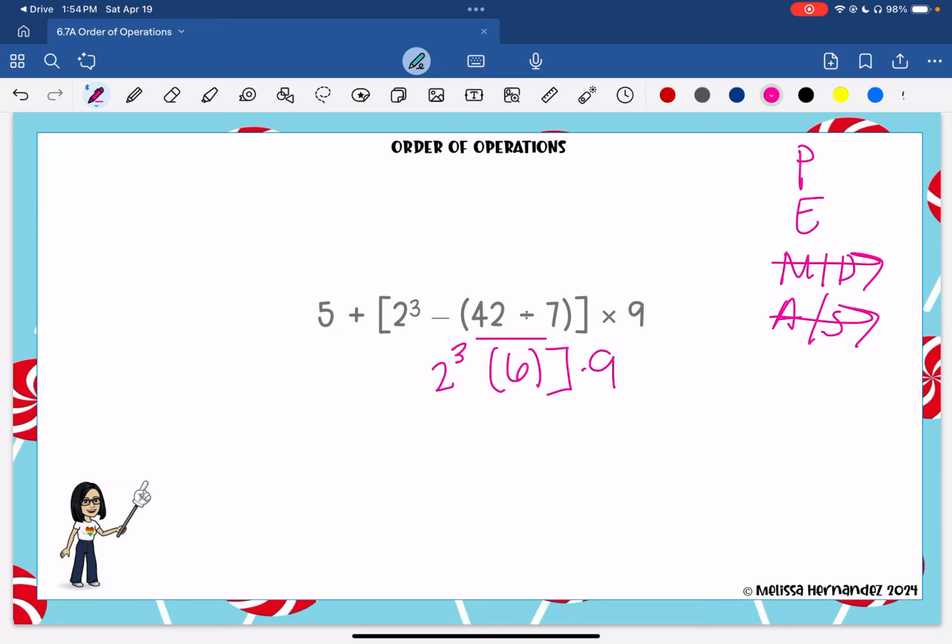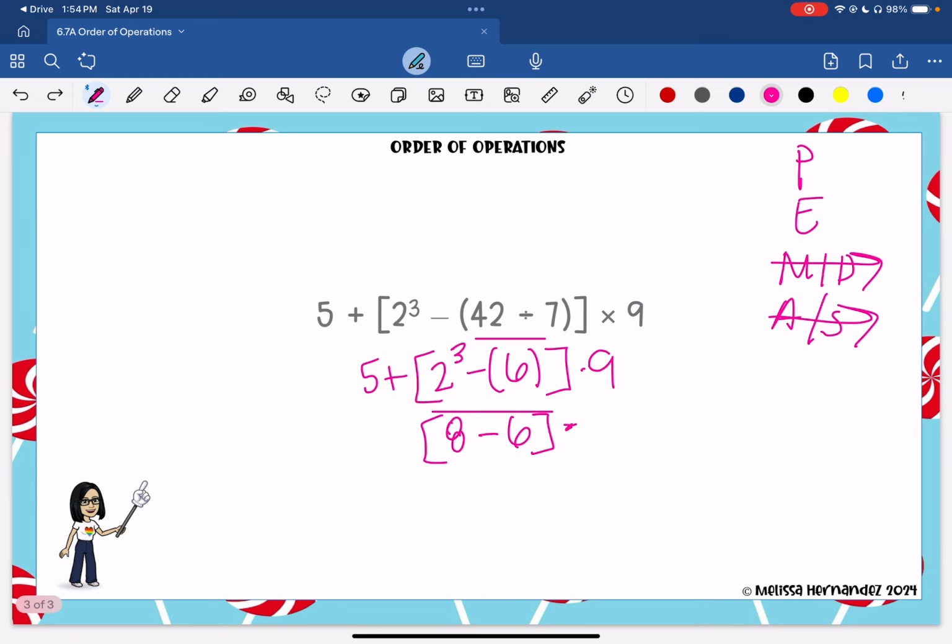2 to the third power, bringing everything down, just left to right. I'm still looking here. And so I have my exponents. I'm going to knock that out, which means 2 times 2 times 2, which will give me 8. Bring down the 6 and my brackets. Times 9, 5 plus. So now I'm still continuing. I have 8 take away 6, which gives me 2. I'll bring everything down. 5 plus 2, times 9.